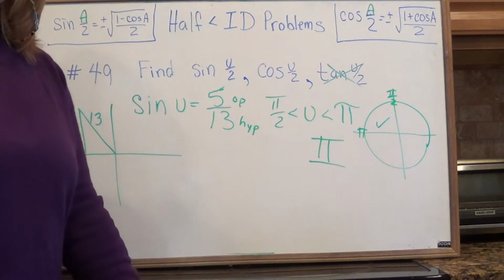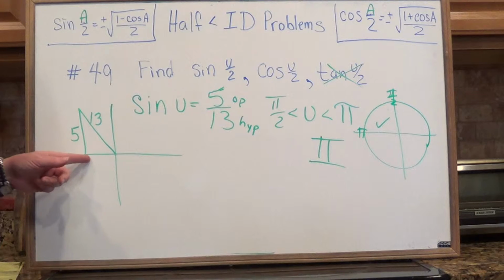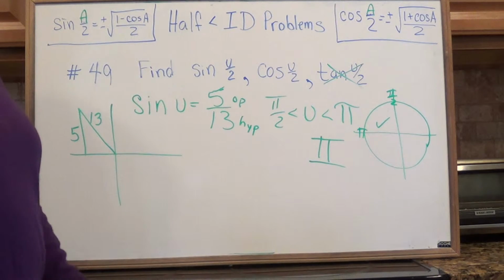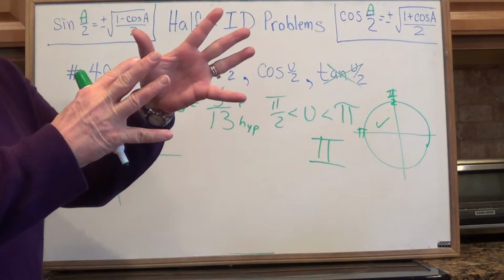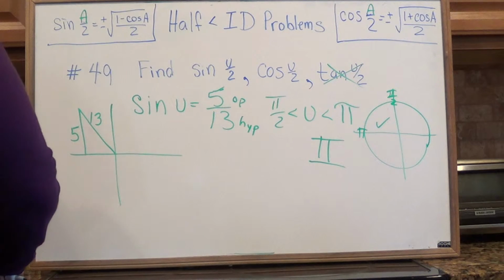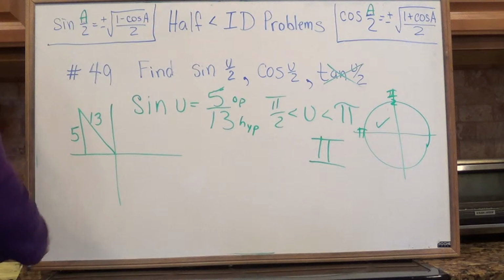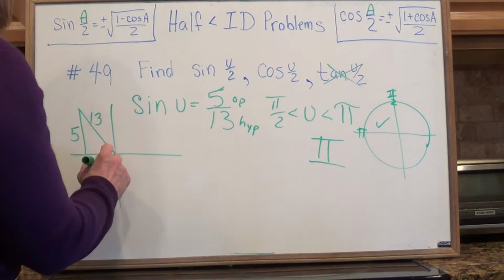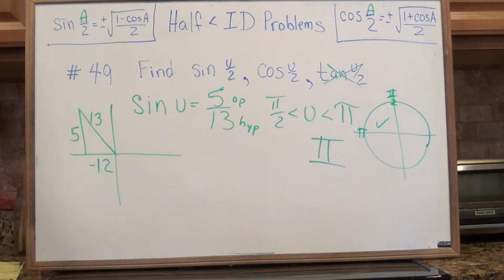I want you now to calculate the missing side with the Pythagorean theorem. Pause point. All right, rejoining us on 49. Did you get 12? Actually, it goes in to the left, so indicate it with a minus 12.